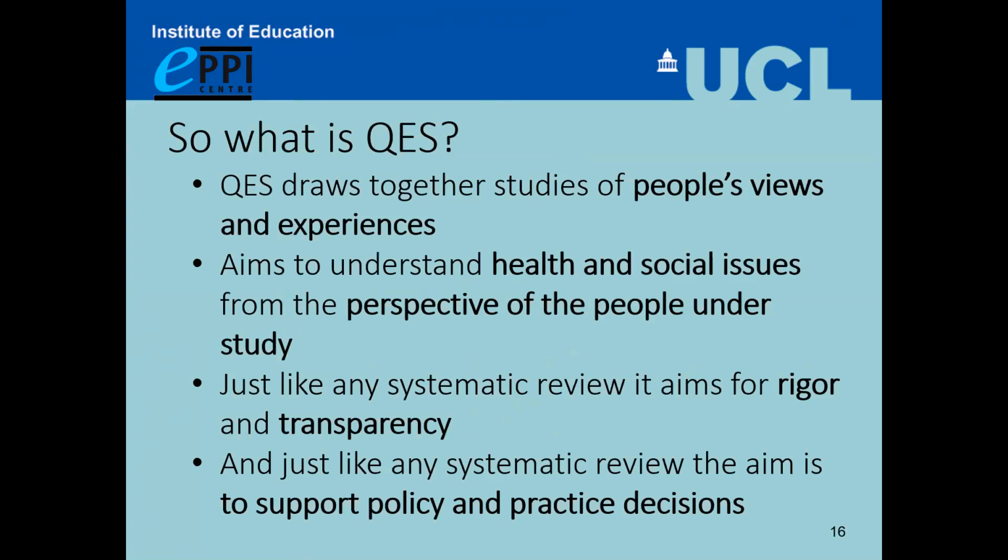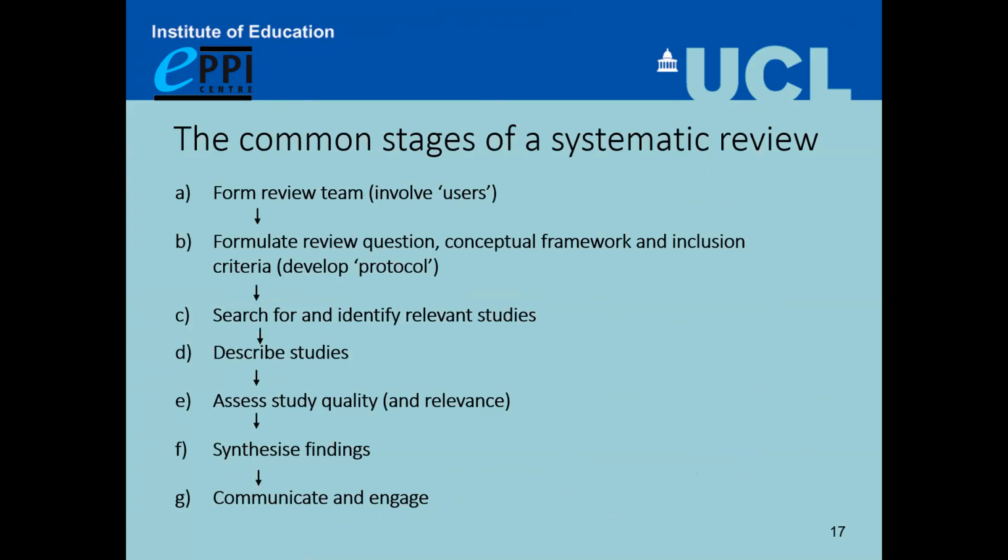But thinking through then, what do we mean by qualitative evidence synthesis? So essentially, much like a systematic review, but it's drawing together not trials, but studies of people's views and experiences. And the purpose is to understand health and social issues or experience of interventions from the perspective of people under study. And just like any systematic review, it aims for both rigour and transparency, and the aim is to help support policy and practice decisions.